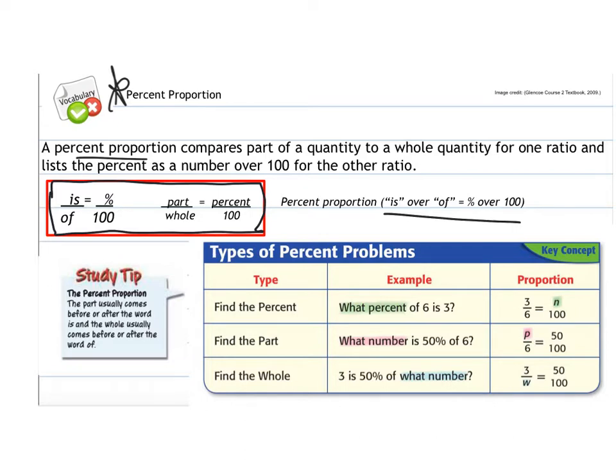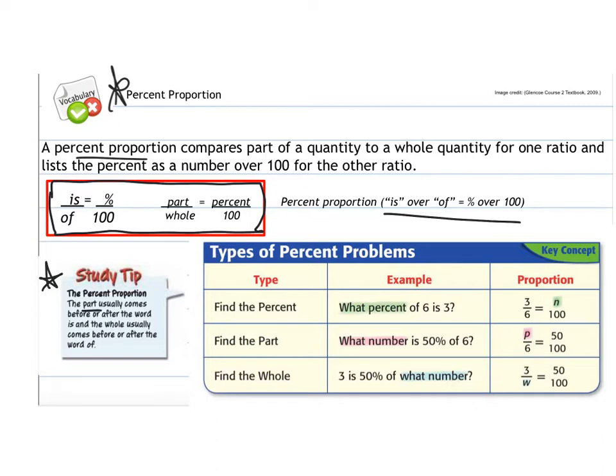Study tip here to write down for the percent proportion: the part, which goes with the is, usually comes before or after the word is, and the whole usually comes before or after the word of. So they're kind of connected together in that way.